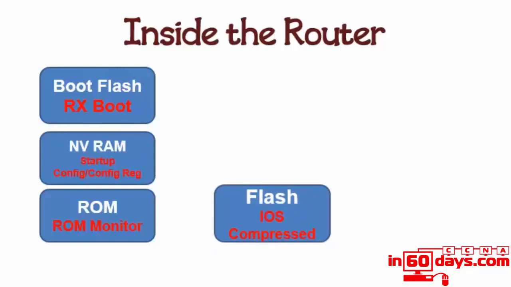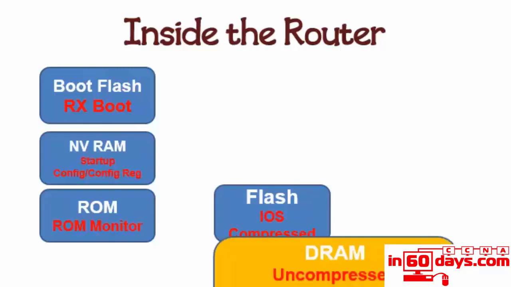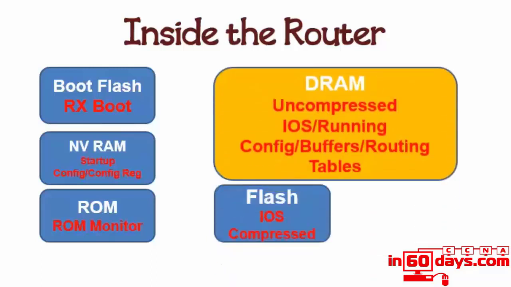You've got the flash memory, which is where the IOS is stored, but it's usually compressed and then it becomes uncompressed and put into DRAM. Your dynamic RAM also contains your running configuration, the buffers and routing tables. Now obviously dynamic RAM, same as any other DRAM that you get in computers, does not have any storage capacity. So your running configuration, for example, when you reboot the router or power it down, you lose that configuration. This is why we save whichever configs we need to save, especially the running config. We save that into NVRAM.